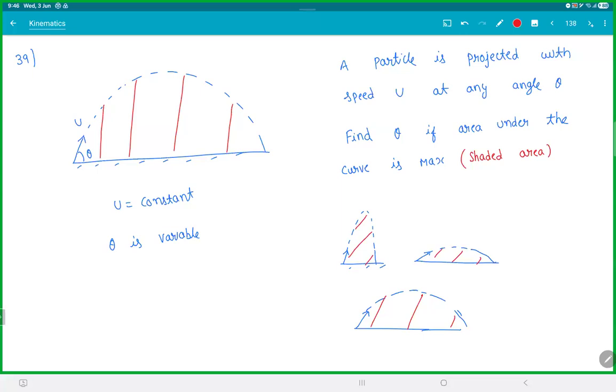So what are you asking? Find theta if the area under the curve is maximum. If I'm reading this question, the first thing I'll see is, oh, he's asking about maximum area and he's asking about theta. This looks like a maximum-minimum question. That is the first thing I'll think of. Somehow if I can find area under the curve in terms of theta, then I will do dA by d theta and do maximum minimum. I should get the answer. That is the first thing.